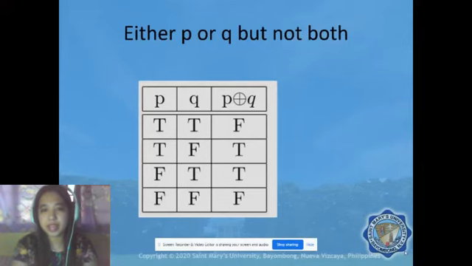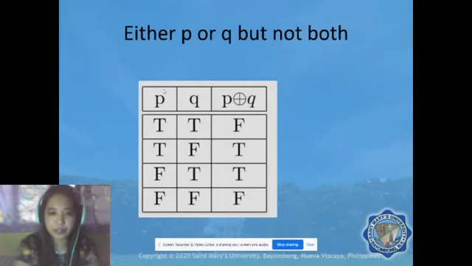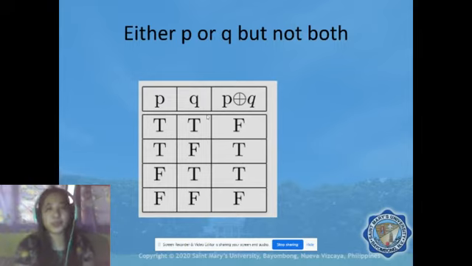Our rule here is that if we have the same propositions, like if both are true, then that's the time that it is false. So if it's both true or if it's both false, then the answer is false. That's what we have to remember in the exclusive or: if both true and both false, the answer is false.